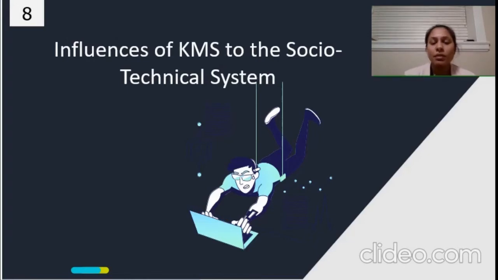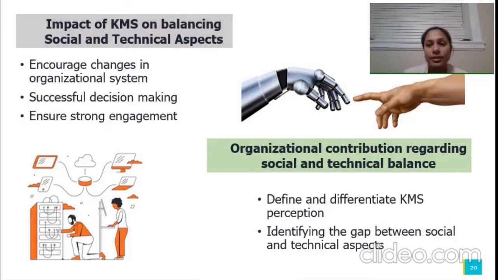Okay, let's see what the influences of KMS on the socio-technical system of the company are. Under this theory, there should be a balance between social and technical aspects of the company. So KMS balances the social and technical aspects through encouraging changes in the organizational system, successful decision making, and by ensuring strong engagement. And also, the organization should make some changes in order to maintain this balance on social and technical aspects. So the organization should define and differentiate KMS perception, and should identify the gap between these aspects of technical and social.